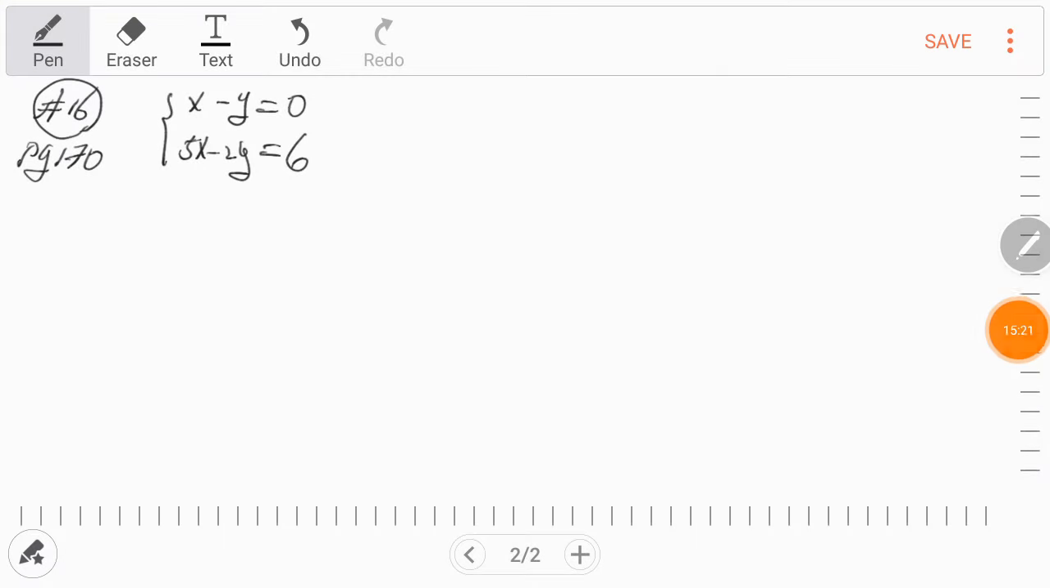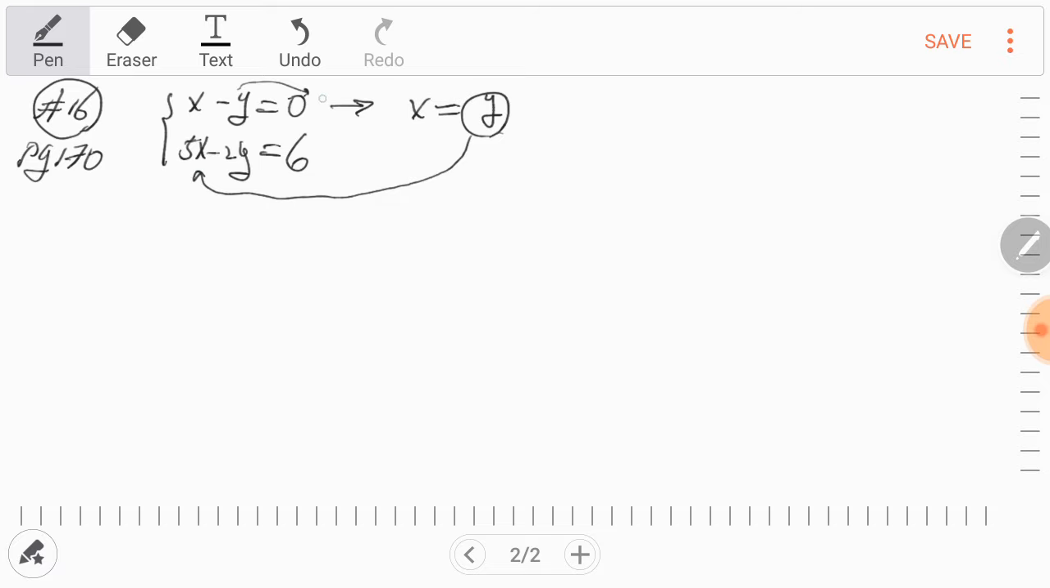Okay, this is number 16 on page 170. I want to solve this system by the substitution method. So let's rewrite the first equation in terms of y. Move negative y to the other side, then x equals y. Okay, we got this expression. And then substitute this y for x in the second equation.